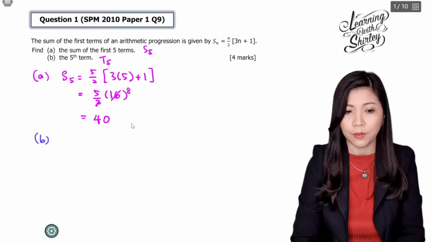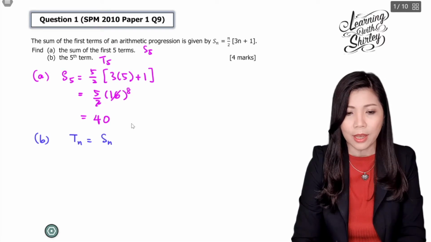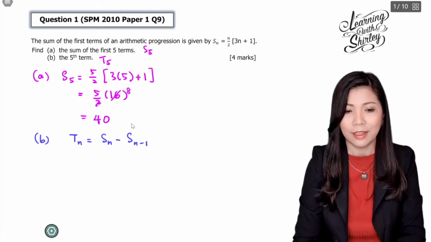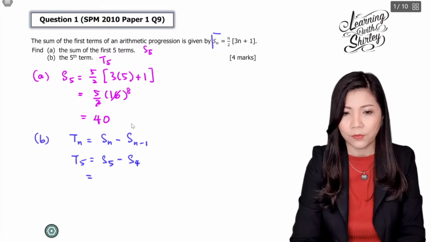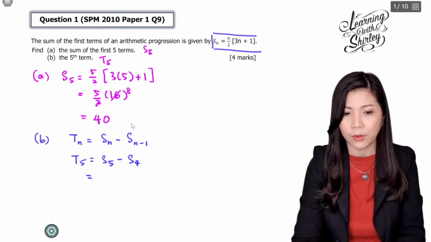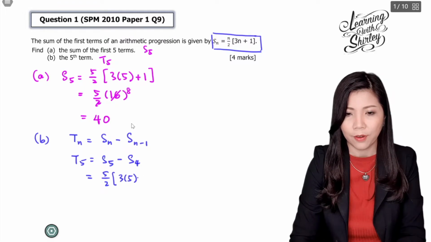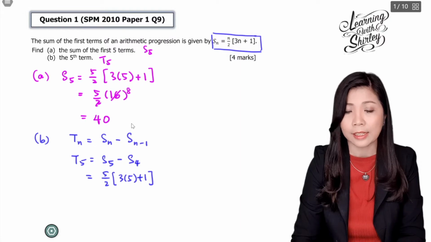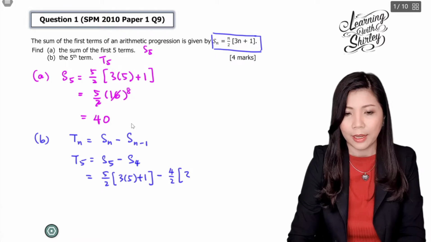So for B, find the 5th term. To find the 5th term, we're going to use this formula, which is Tn equals Sn minus Sn minus 1. So to find T5, we're going to use S5 minus S4. Next, we're going to substitute n equals 5 and n equals 4 into this formula. So 5 over 2, and then 3 times 5 plus 1, that's for S5, and then minus, for S4, it's going to be 4 over 2, then 3 times 4 plus 1.